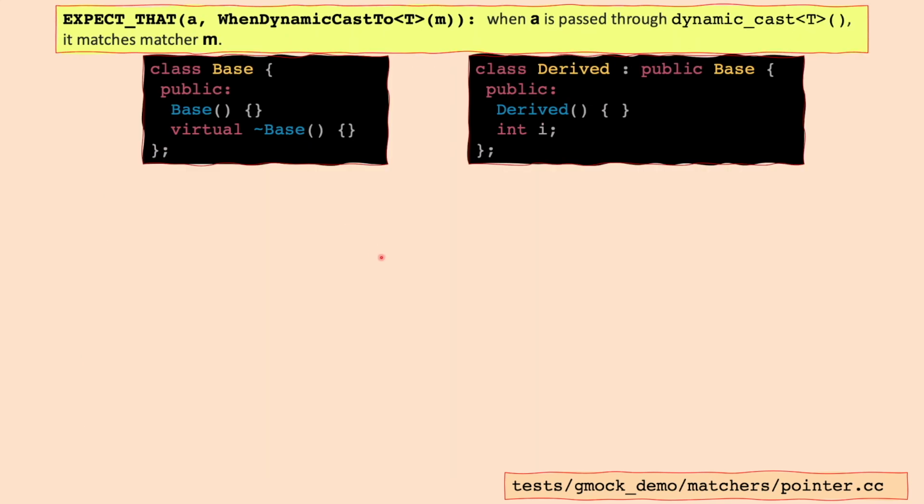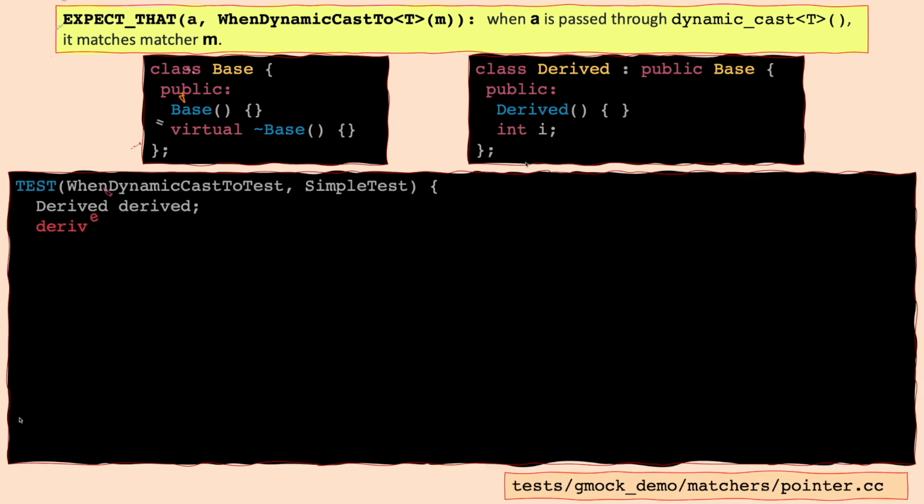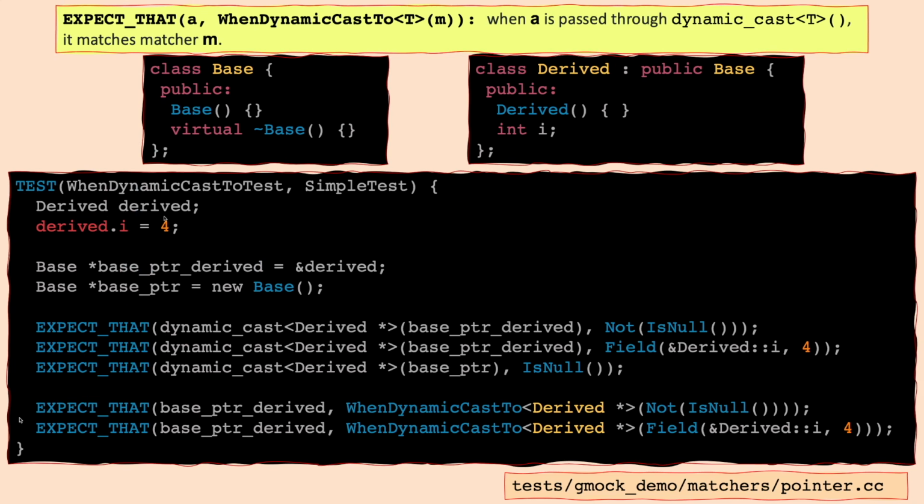All right, let's talk about the last pointer matcher, which is WhenDynamicCastTo. Remember, in C++, you can have polymorphism by defining a virtual function in a base class and then define a derived class which inherits from the base class. Having this definition, then you can define an object of type derived, and then you can define a pointer of type base that can point to that derived object. So this pointer, base pointer derived, is defined as a pointer that is pointing to the base class. However, it is pointing to an object of the derived class.